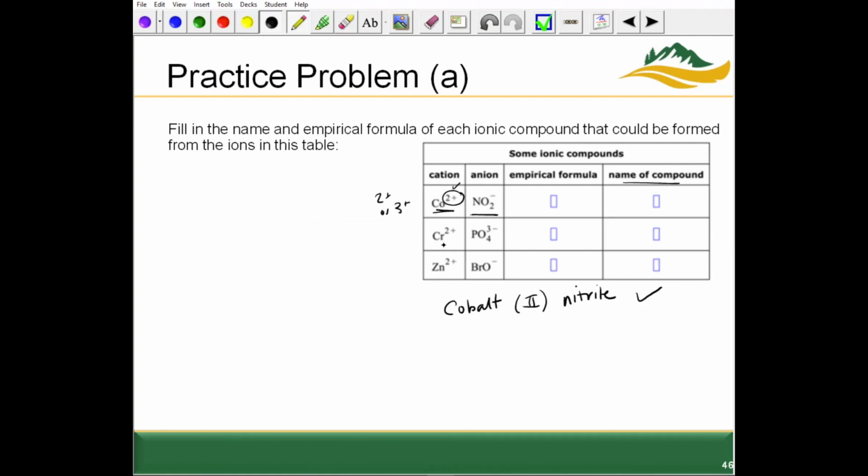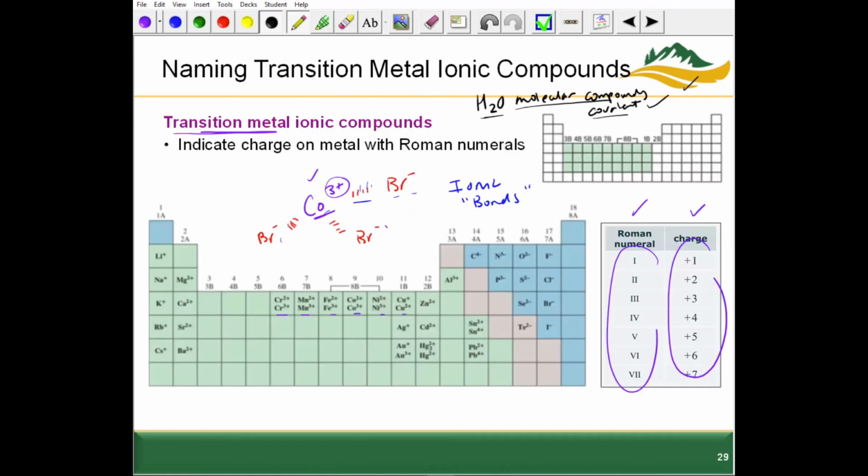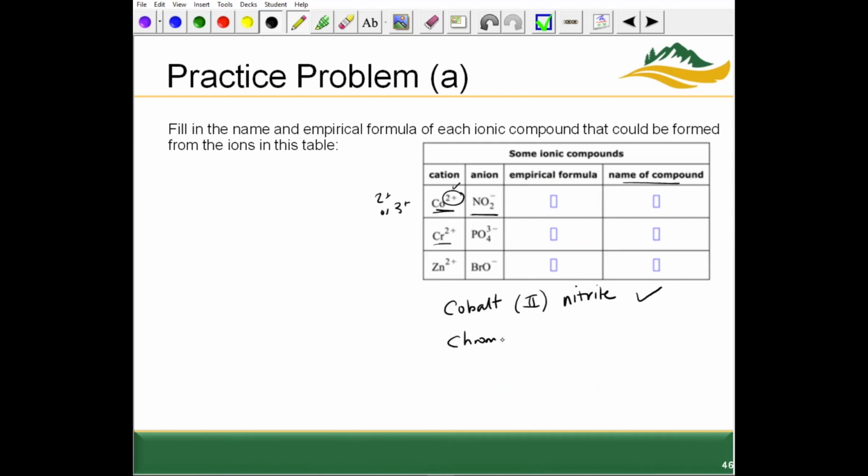Next, for chromium, can this form more than one type of cation? So for chromium here, yes, 2+ or 3+. So we write the name of the metal, then 2 in parentheses, Roman numeral 2, then the name of this polyatomic anion. PO4 3 minus, memorize or have on your note card, that is phosphate.